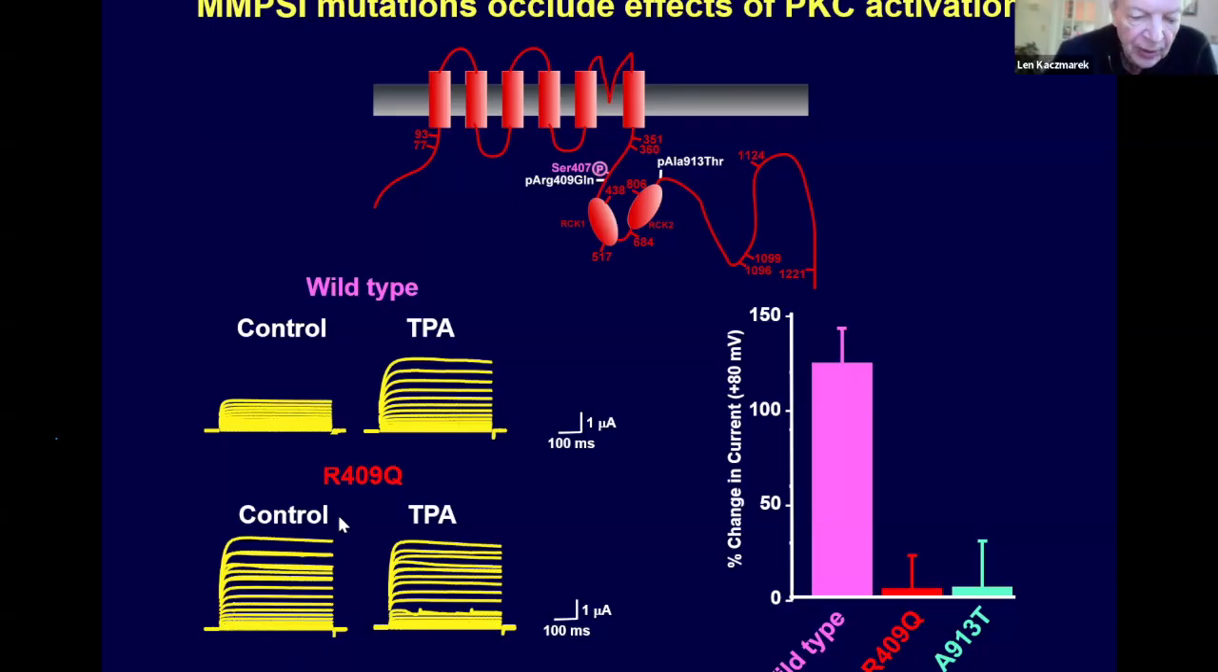With these mutations, and I'm just showing you one of those here, you already fully max out the activity of the channel. And when you try to further stimulate the activity of the kinase, you get no further increase. So both of these mutations, one of which is actually right next to the phosphorylation site, increase the activity of the channel.